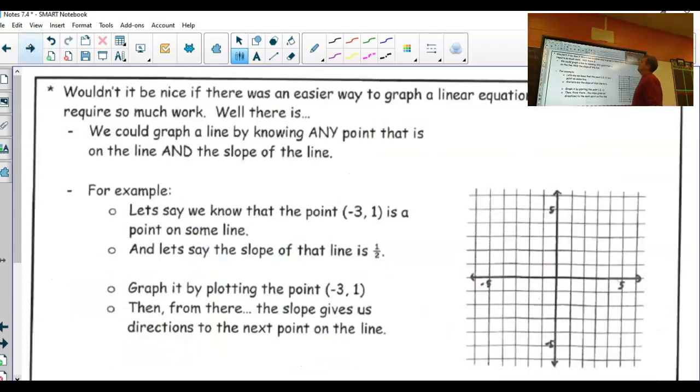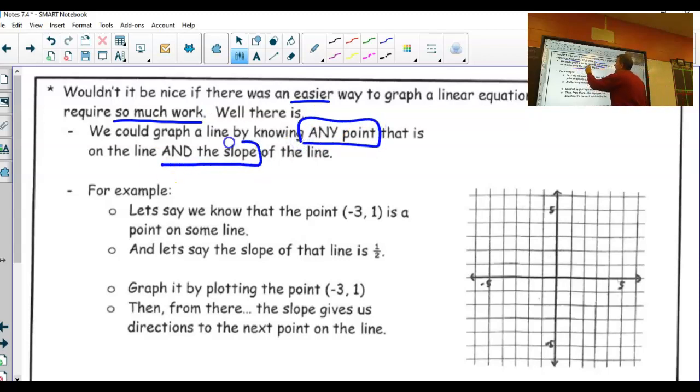Wouldn't it be nice if there was an easier way to graph a linear equation? One that did not require so much work. Well, there is. And we're going to slowly learn how to do it. We could graph a line by knowing any point that is on the line and the slope. It's really pretty easy if you know these 2 things to graph a line.